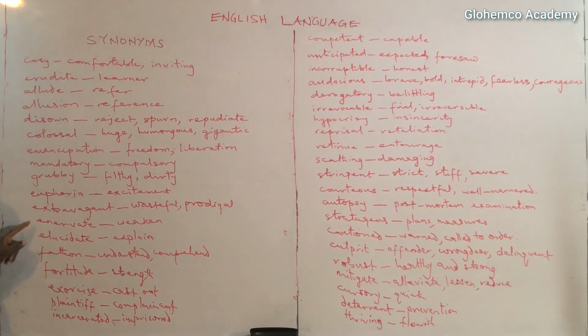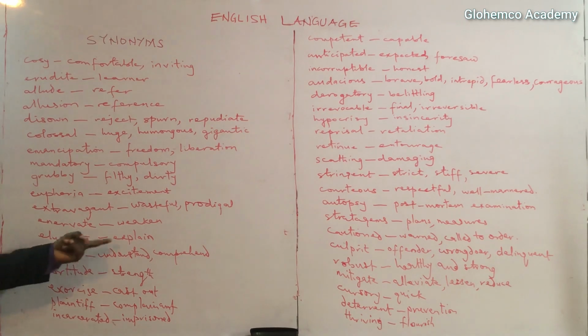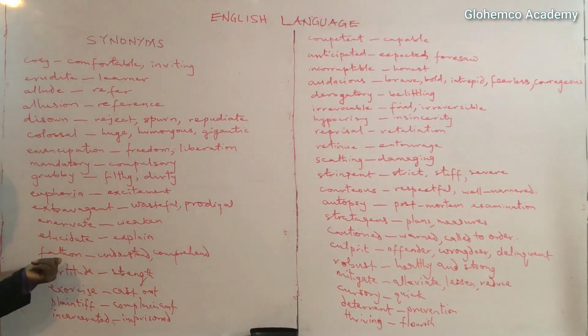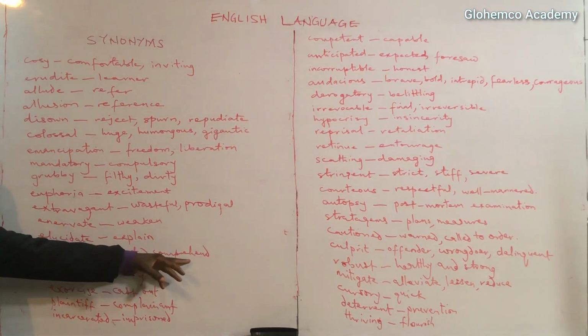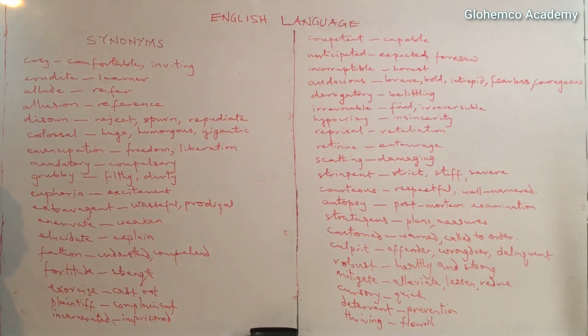So we have innovate. To innovate means to weaken, to remove the strength from. Then elucidate. To elucidate simply means to explain. Very simple. Then fathom: understand or comprehend. You can't fathom what I'm saying until you witness it yourself. You can't understand it, you can't comprehend it. Comprehend is a verb, and that's where the word comprehension, the noun, is taken from.